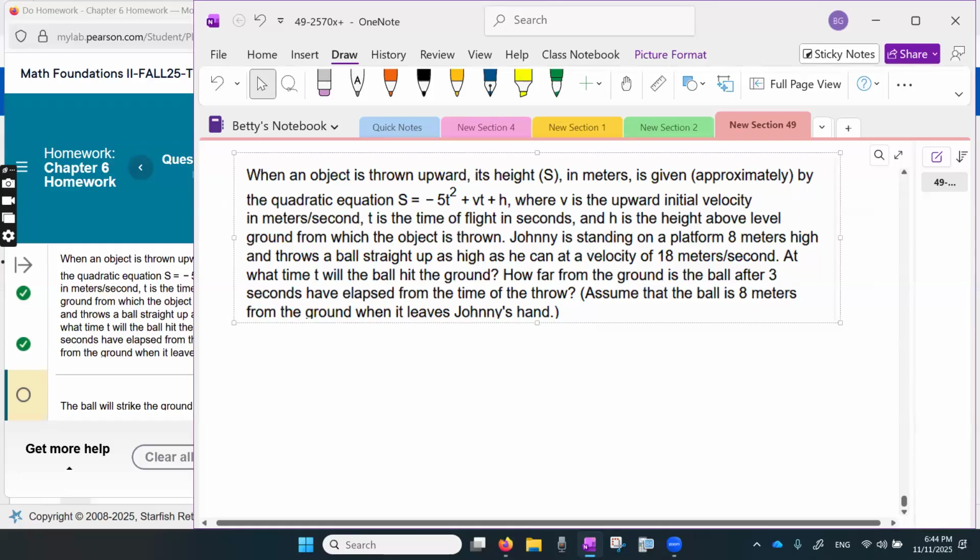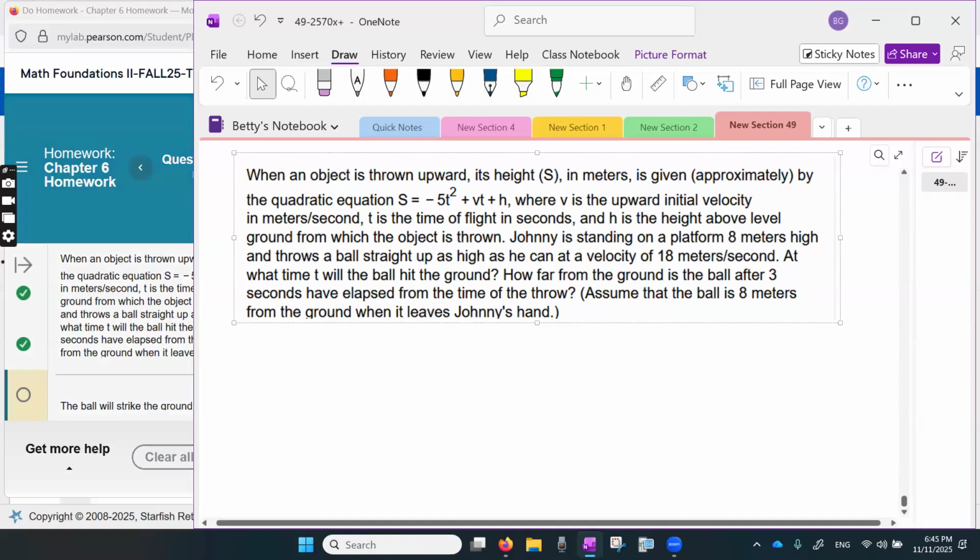Better. When an object is thrown upward, the height s, in meters, is given approximately by the equation, which is a quadratic equation, all right? Where v is the upward initial velocity in meters per second, t is the time of flight in seconds, and h is the height above level ground from which the object is thrown. Johnny is standing on a platform 8 meters high and throws a ball straight upward as high as he can at a velocity of 80 meters per second. At what time t will the ball hit the ground?